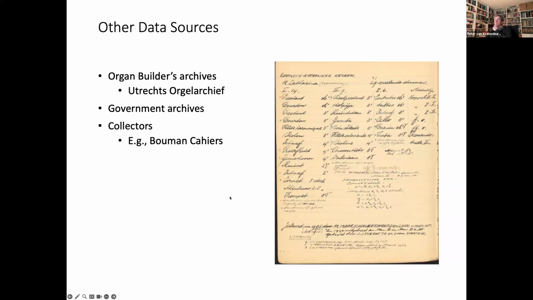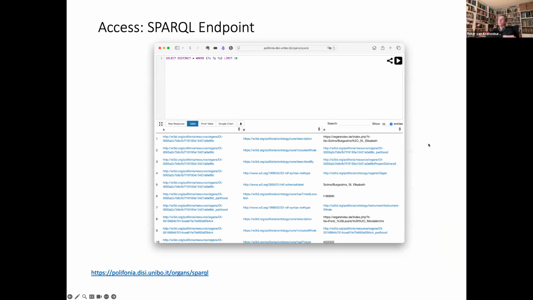And of course there's more. There are archives full of information that still can be added to this knowledge graph. For example, notations of organ specifications. There's a collection made by Jan Bouwman, who collected in his cahiers many specifications, but these are in handwriting, and we still have to find a way to digitize those. But anyway, then we have the knowledge graph.